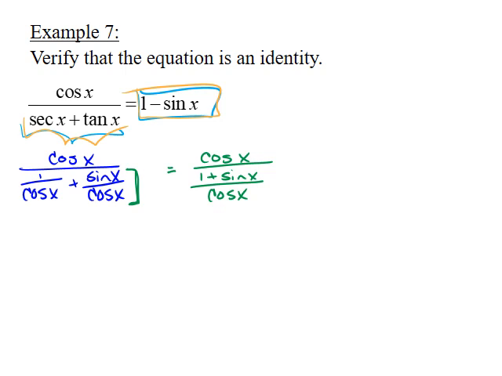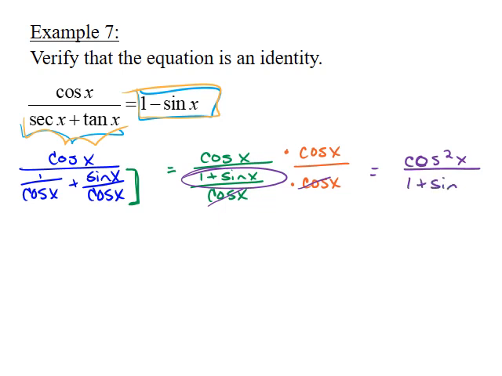Now, in mathematics, we do not want a fraction within a fraction. So to eliminate this, I need to multiply the bottom fraction by cosine of x. And whatever I do to the bottom, I must also do to the top, because it's like multiplying by 1. When I do, in the bottom, these cosines cancel. In the top, I'm left with cosine squared of x, because cosine times cosine is cosine squared. All over, the only thing I'm left with is 1 plus sine of x.